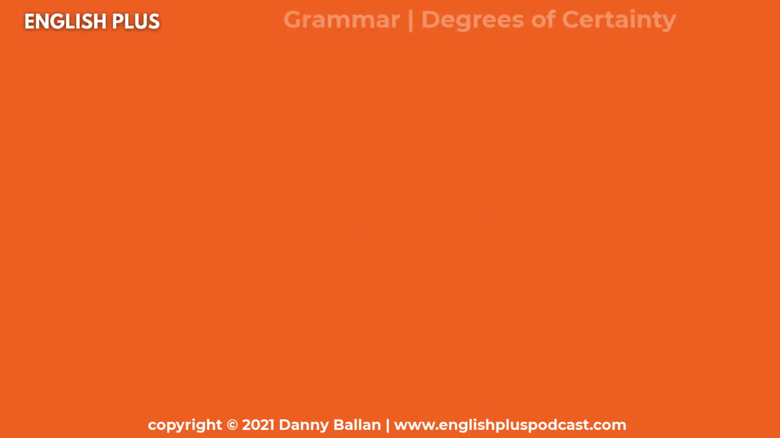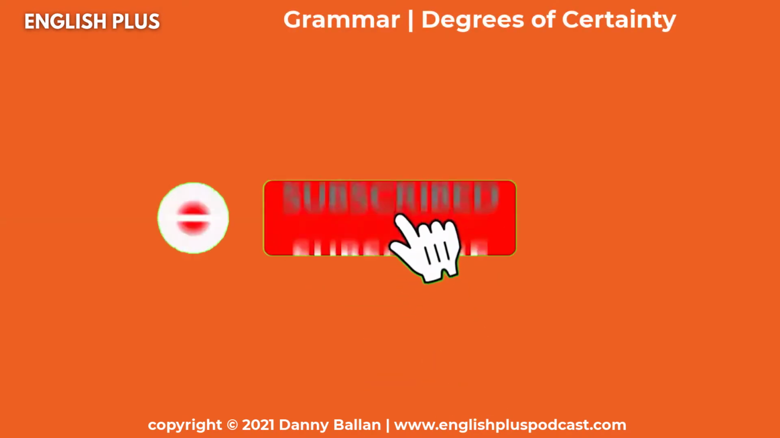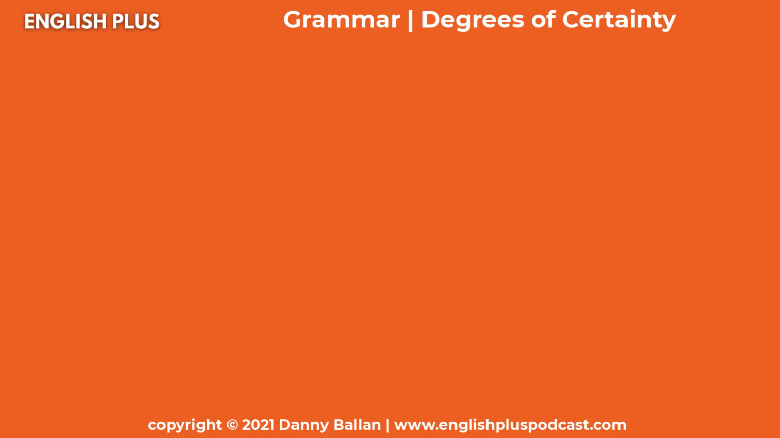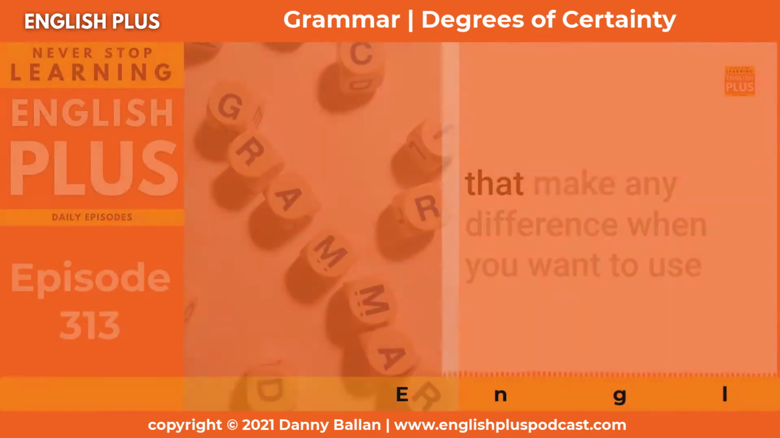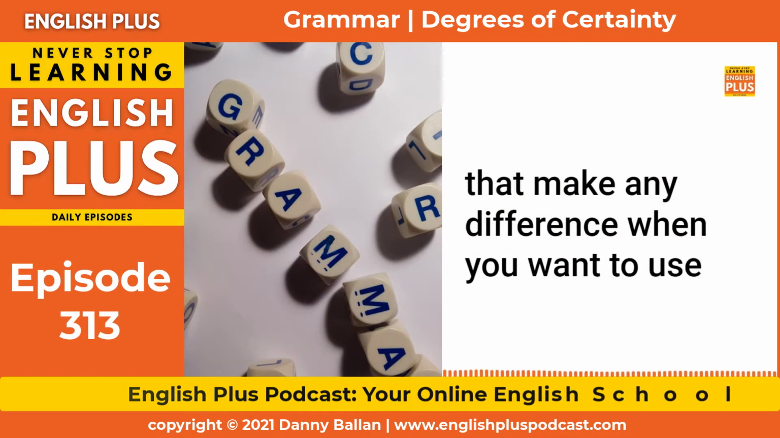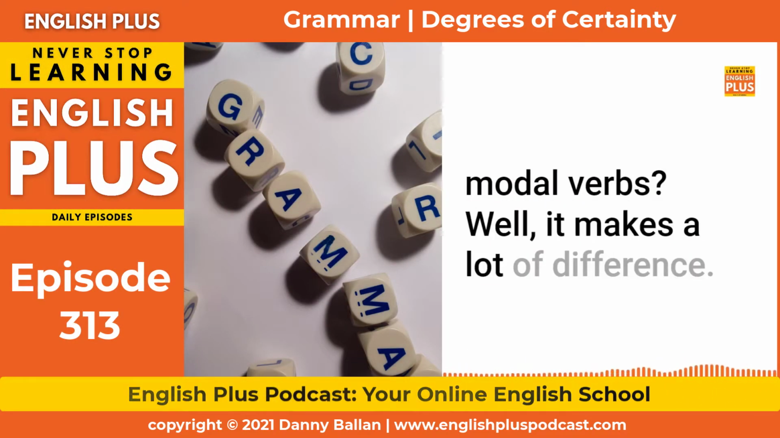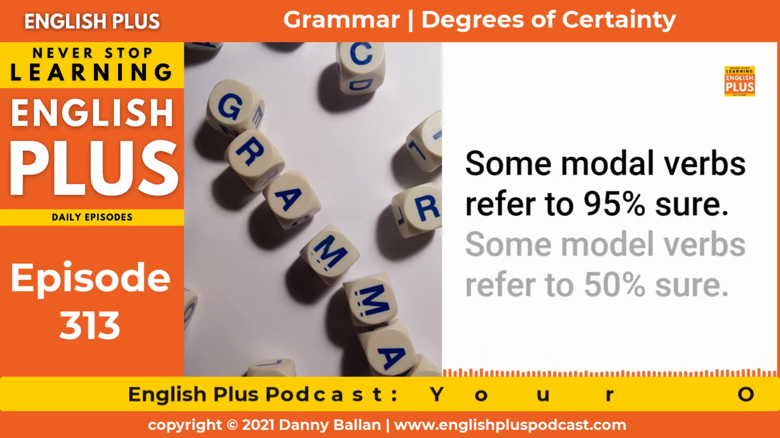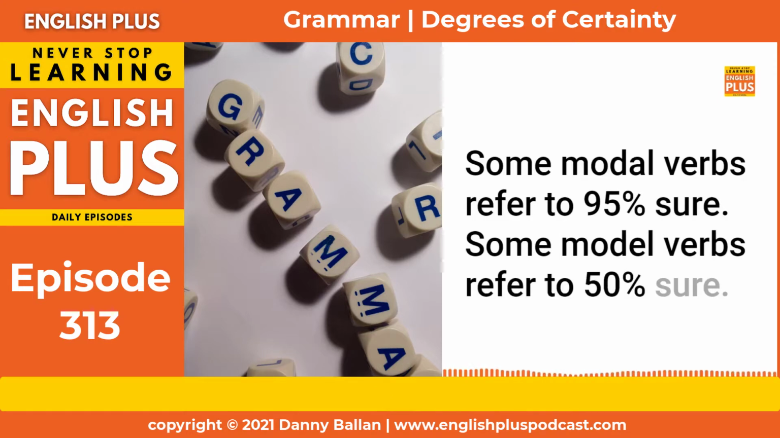Today's episode is about grammar, and we will focus on a very important and very common thing you need when you want to talk about certainty. How certain are you? And how does that make any difference when you want to use modal verbs? Well, it makes a lot of difference. Some modal verbs refer to 95% sure, some modal verbs refer to 50% sure.